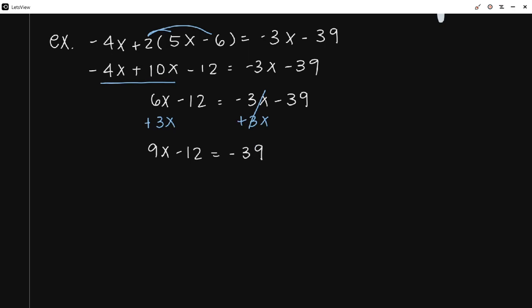And then I want to move the constant, so the negative 12, over to the other side. So I'm going to add 12 to both sides. And I want to add so that this will cancel out here. So we get 9x equals negative 27. And then to get x by itself, we have to divide by 9. So we get x equals negative 3.